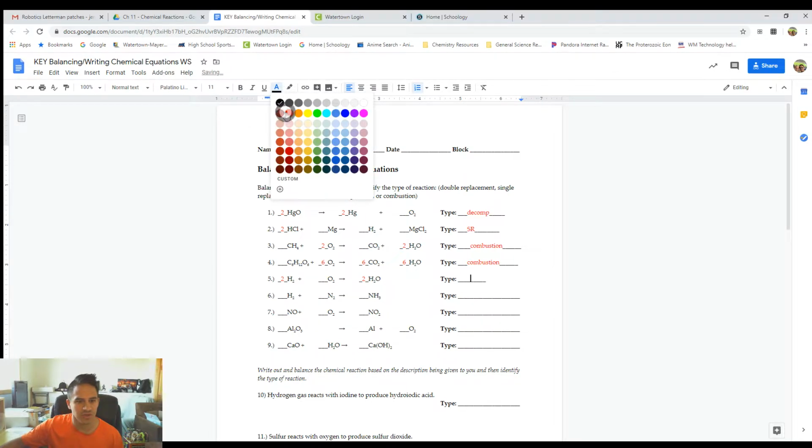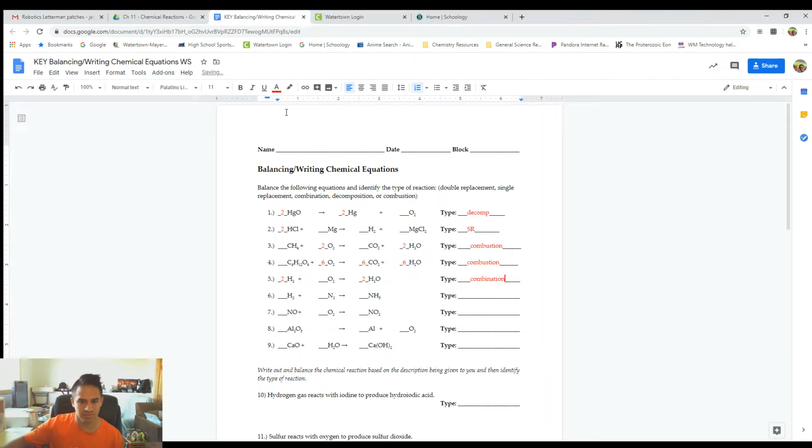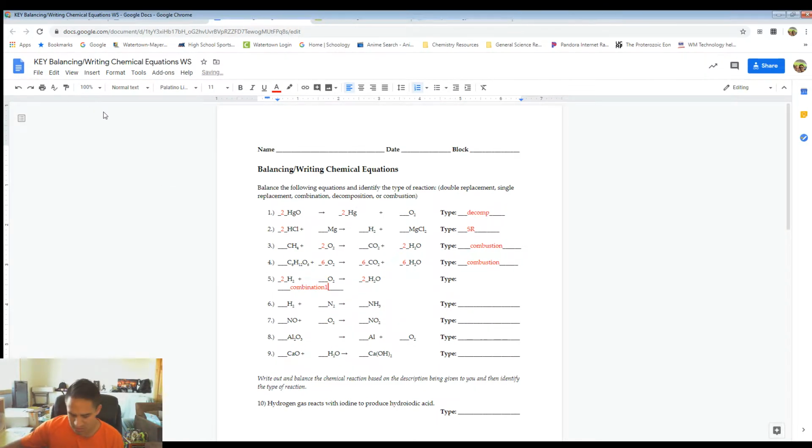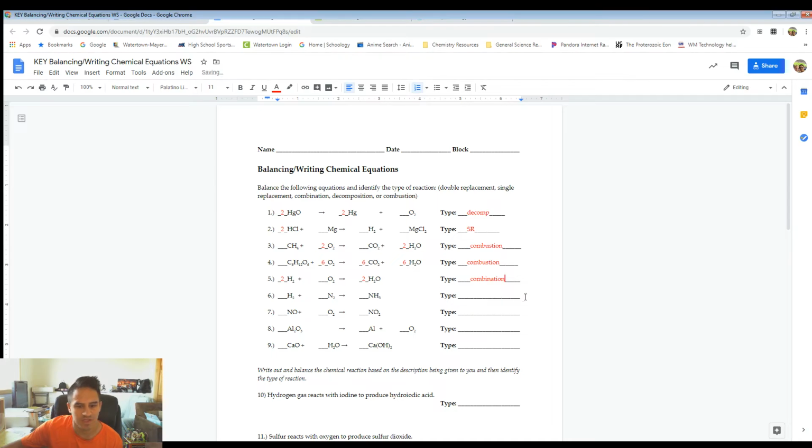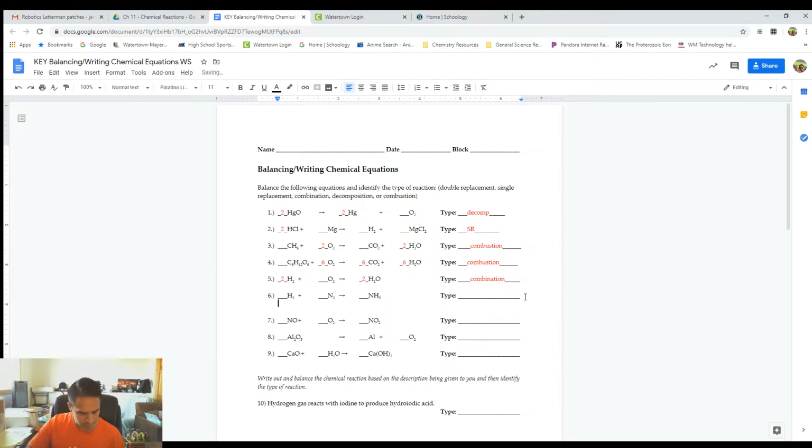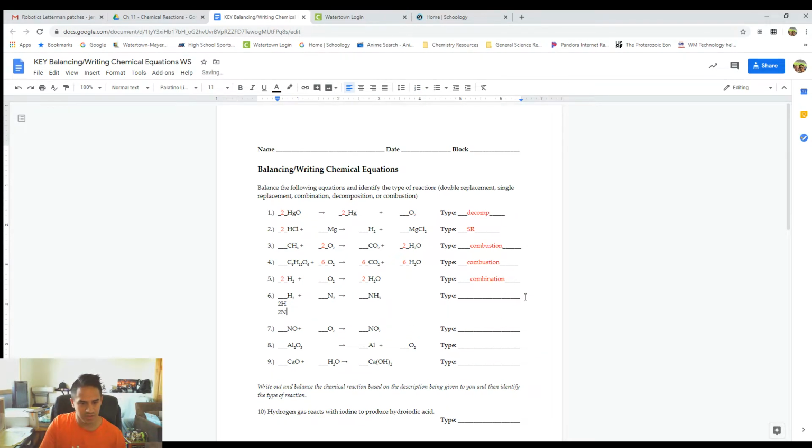Should put this in red. Combination. There we go. All right. Number 6. Oh, I did not mean to do that. There we go. Number 6. On the left we have 2 hydrogens, 2 nitrogens. On the right, we have 3 hydrogens, 1 nitrogen. So the hydrogens are not balanced, okay, and the nitrogens are not balanced.